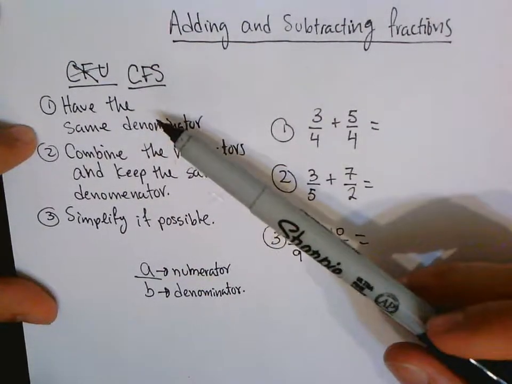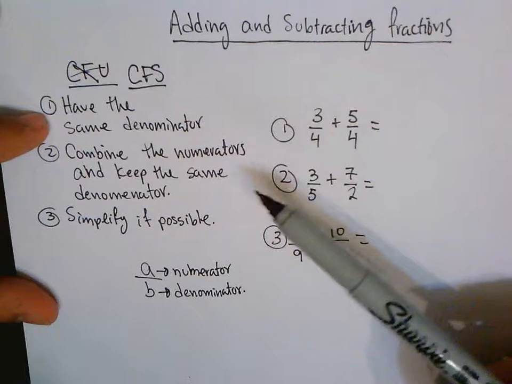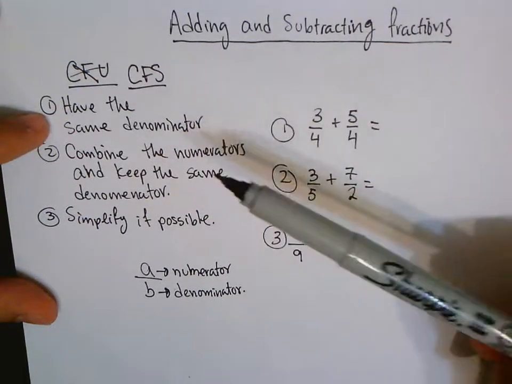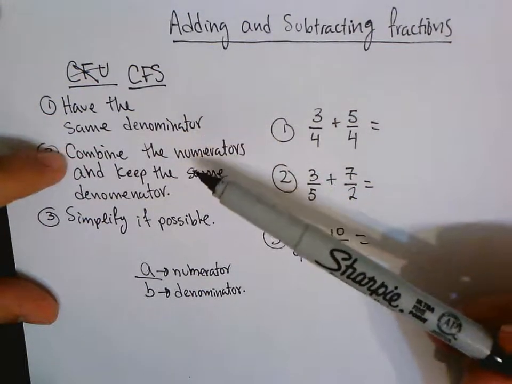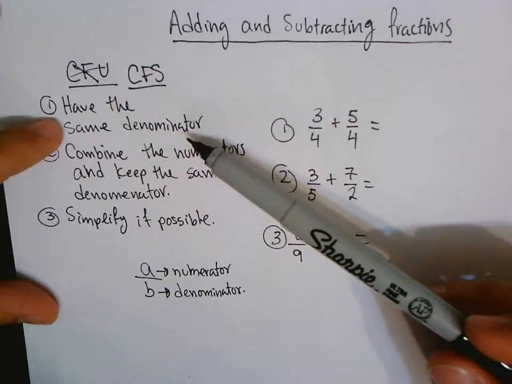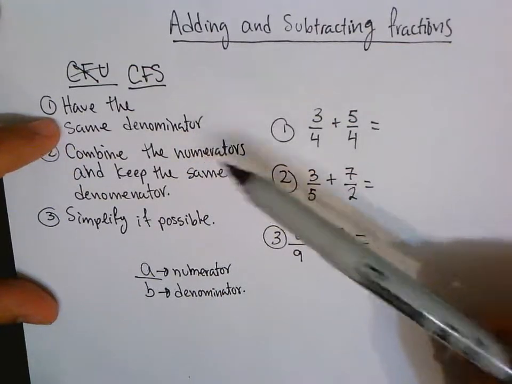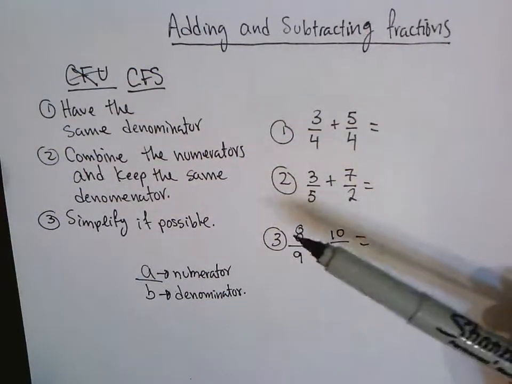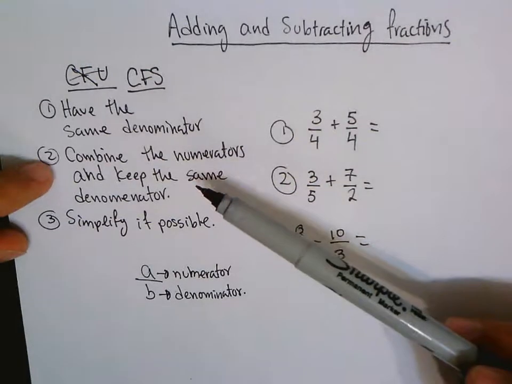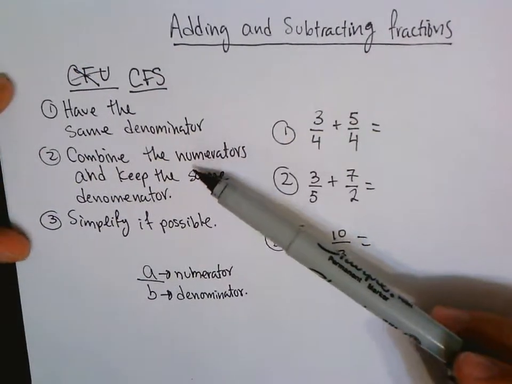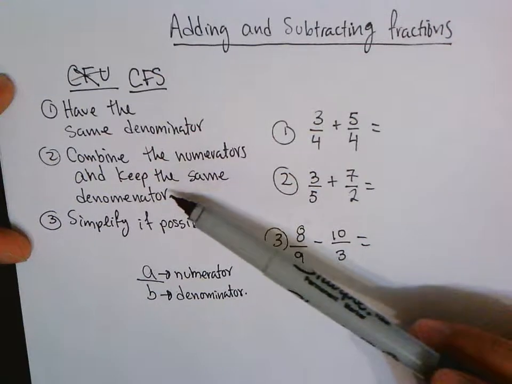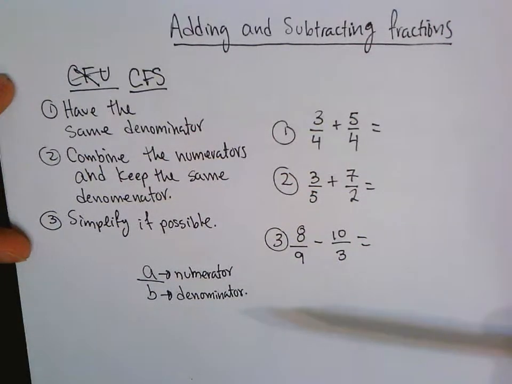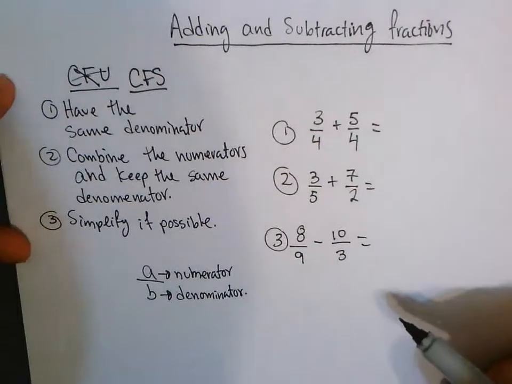Okay, so first I need to check that the number on the bottom, the denominator, is the same in order for me to add them or subtract them. If I don't have the same denominator, then I have to make them the same, and that is what we're going to learn here. So after I have the same denominator, then I can combine the numerators and keep the same denominator. You never change it when you're adding them or subtracting them. And lastly, you're going to simplify if possible.